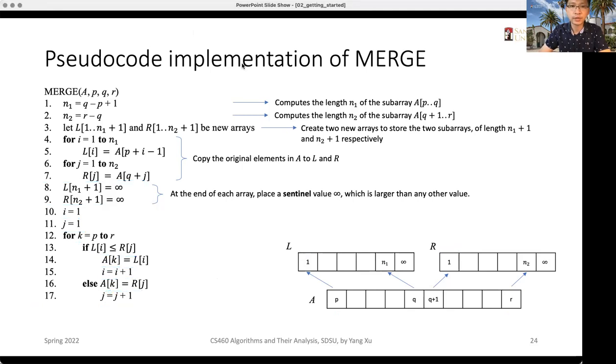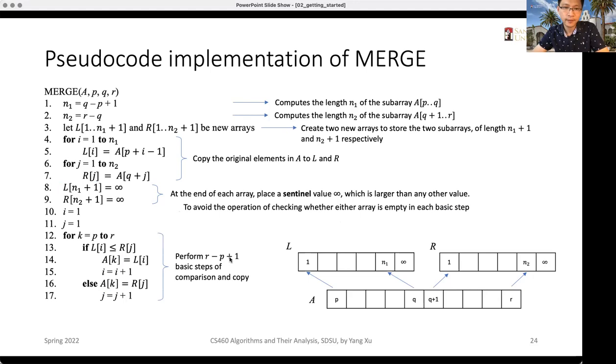That is the implementation of the merge. The sentinel value allows us to write less code for checking whether an array is empty or not. It's a common strategy. And if we look at the range, this for loop runs R minus P plus 1 basic steps for the comparison.